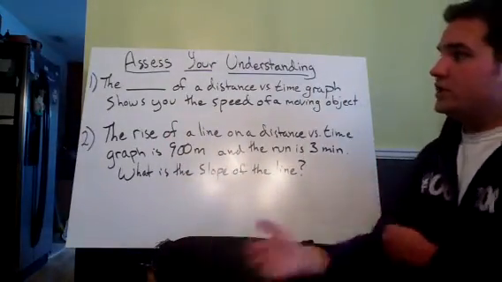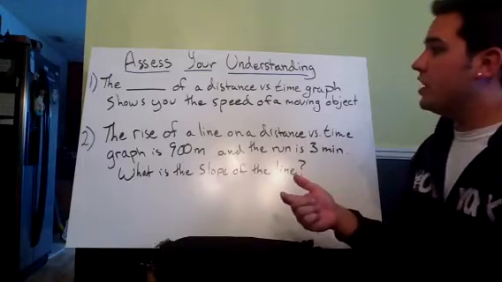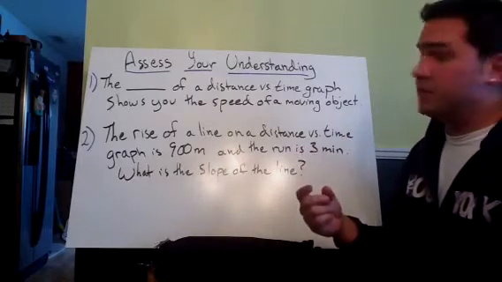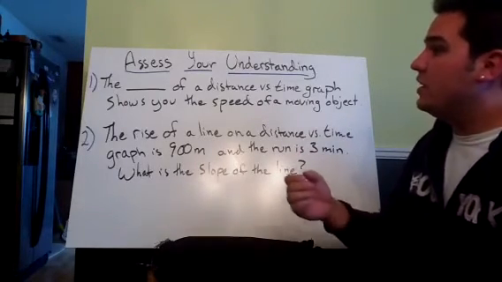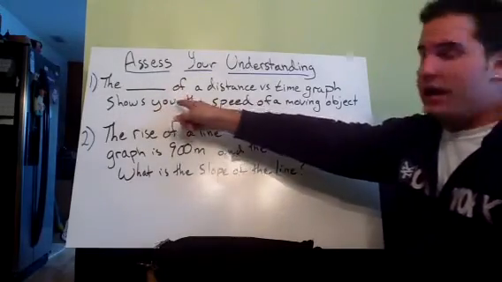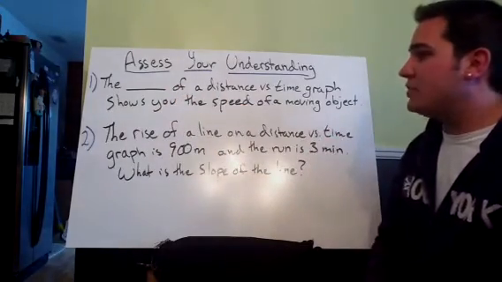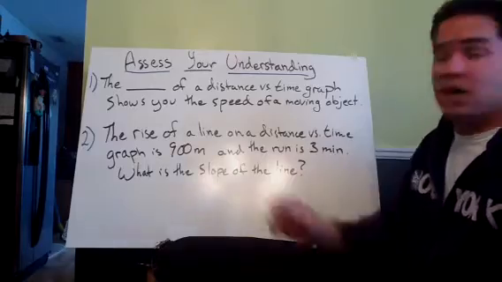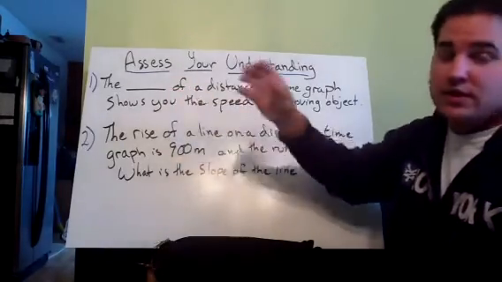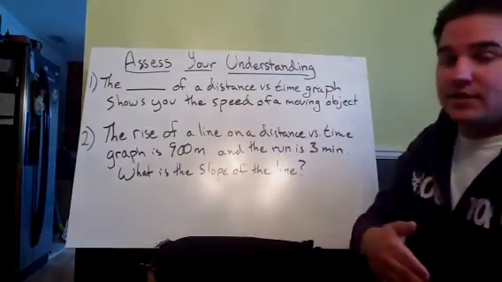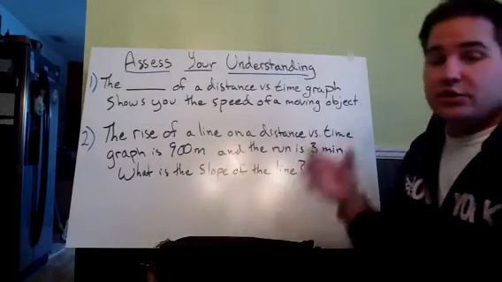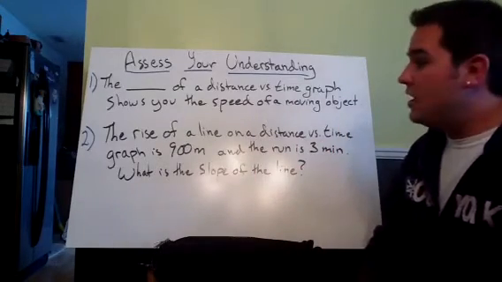So your turn to assess your understanding of what we just talked about. 2 questions you should ask yourself. First question, the blank of a distance versus time graph shows you the speed of a moving object. So you're going to fill in that blank. This is where you can pause, go back to the beginning of the video, whatever you need to do. Maybe you can do it off the top of your head.